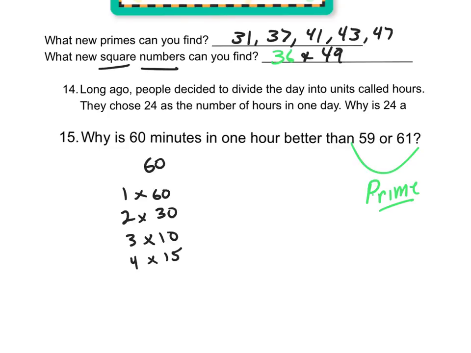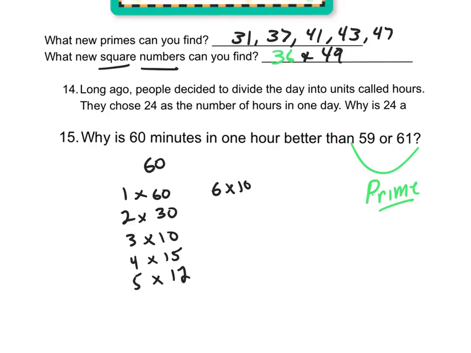So even I missed some of them. 6. 6 goes in there 10 times. So 6 times 10. There it is. I think we've got them all. So we use 60 minutes instead of 59 or 61 because there's many more factors. How many factors are there? Well, 1, 2, 3, 4, 5, 6, 7, 8, 9, 10, 11, 12 of them.